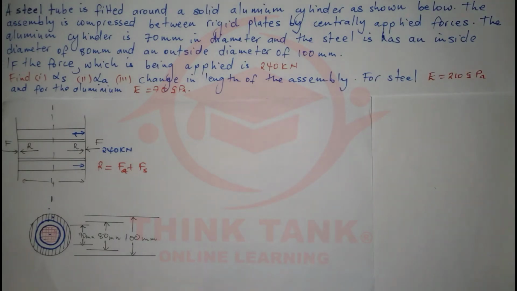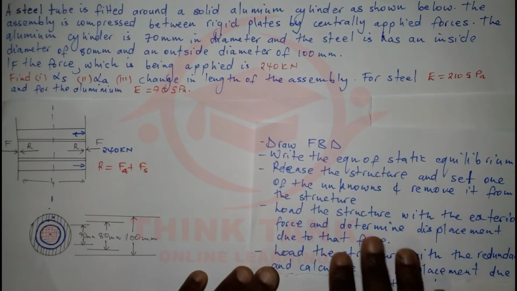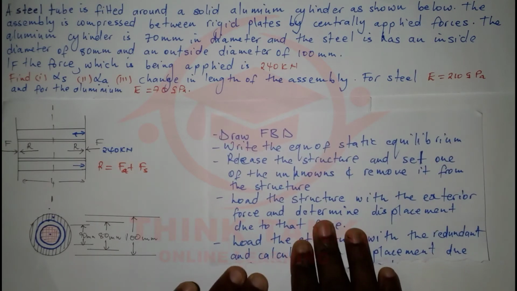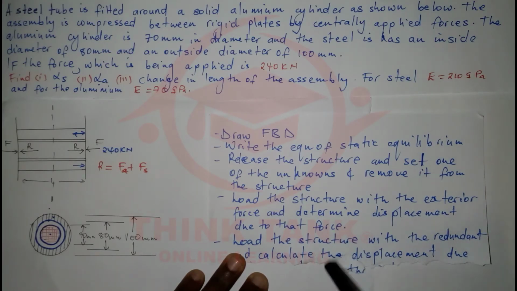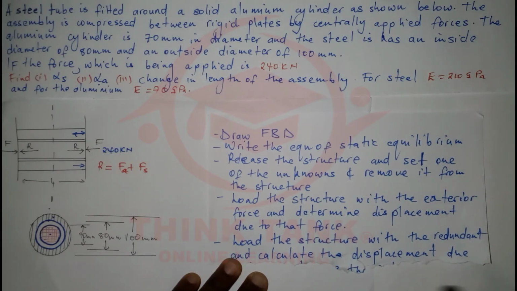The steps that we're going to follow: we're going to draw a free body diagram first, and write the equation of static equilibrium. Then we're going to relate the structure and select one of the unknowns as redundant and remove it from the structure. We're going to load the structure with the exterior force and determine the displacement due to that force. After that, we're going to load the structure with the redundant force and calculate the displacement due to the redundant force. And after that, we're going to use the compatibility equation and find the unknown.